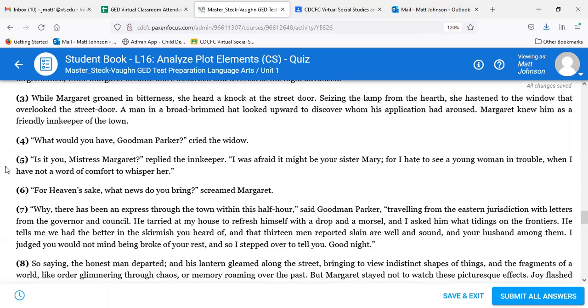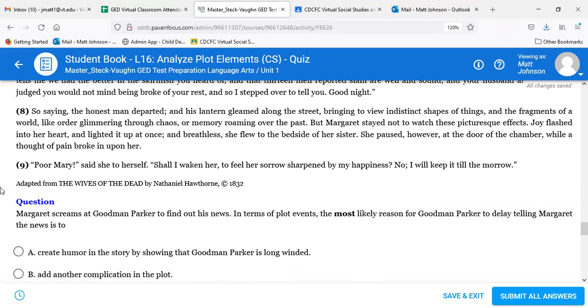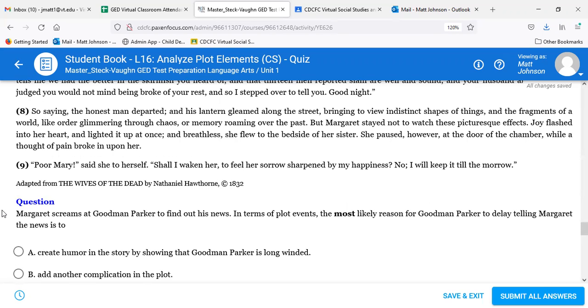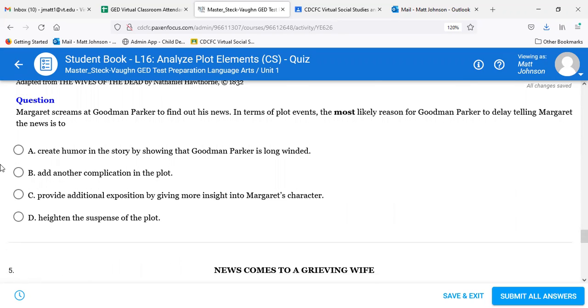And number 4, Grace, I'll read number 4. Margaret screams at Goodman Packer to find out his news. In terms of plot events, the most likely reason for Goodman Packer to delay telling Margaret the news is to A, create humor in the story by showing that Goodman Packer is long-winded, B, add another complication in the plot, C, provide additional exposition by giving more insights into Margaret's character, and D, heighten the suspense of the plot.